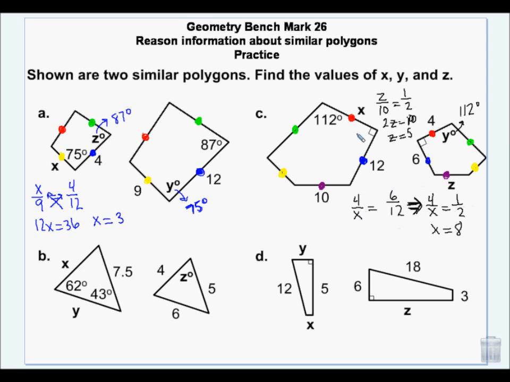Yeah, if it's one of the proportions. Because what happens is the angles are equal, they're congruent. The sides are in proportion to each other. So to find the angles, they're the same, they're just congruent. To find the sides, you have to make a proportion.